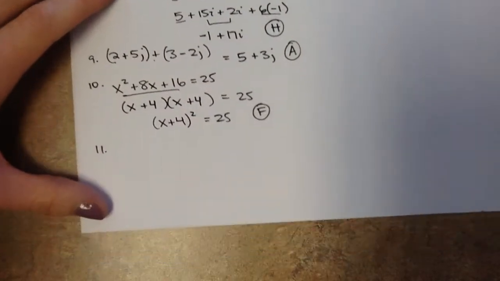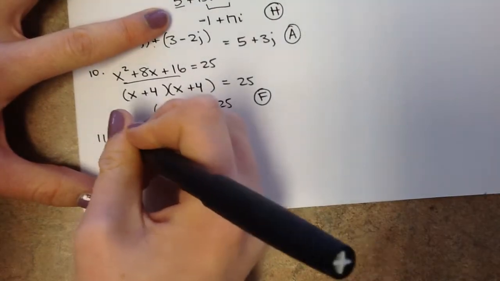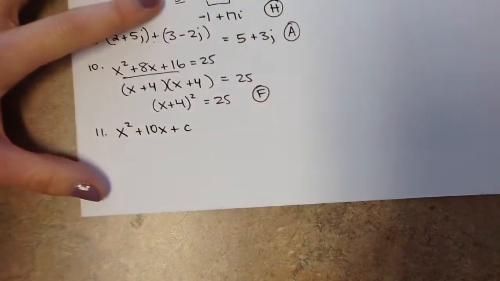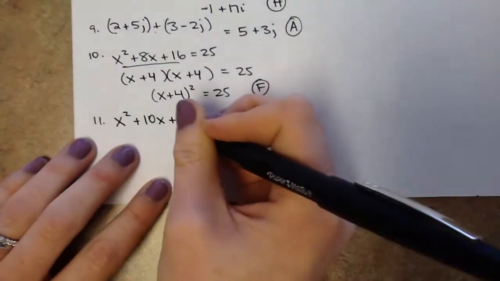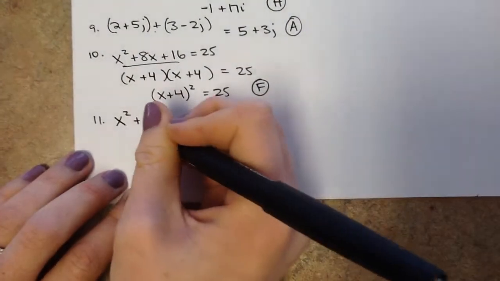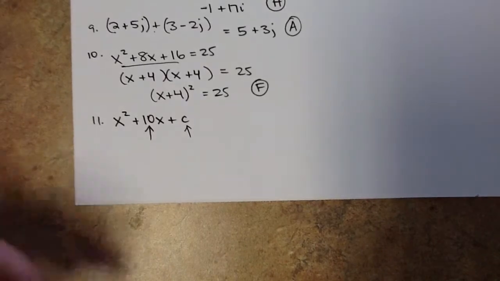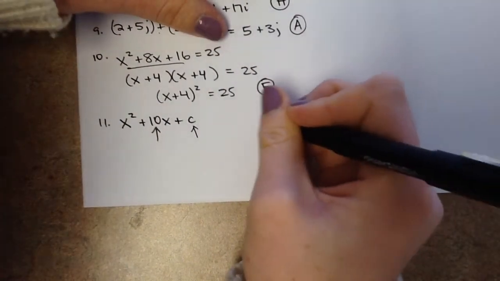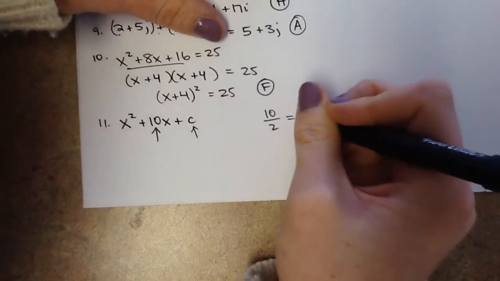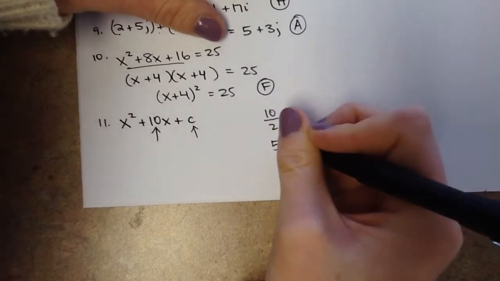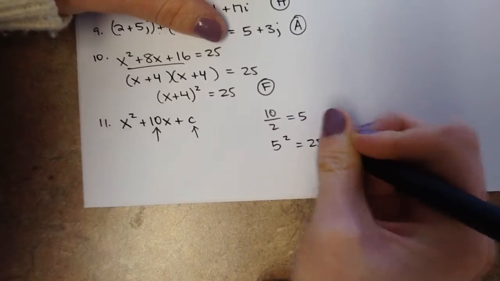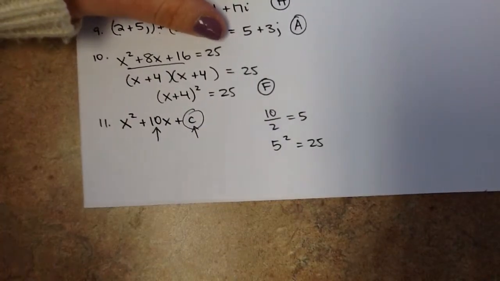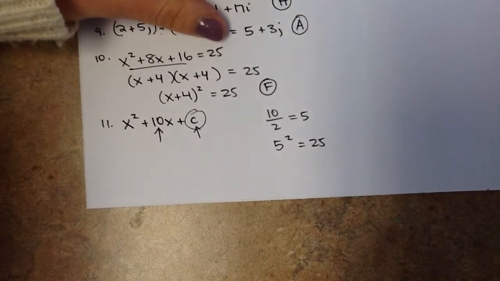Okay, this one has to do with completing the square as well. So find the value of C that makes this a perfect square. Okay, so the way we find this missing constant right here is we start with this middle number, and we've got a process. First we cut it in half, and then we square it. So we take 10. First we're going to cut it in half. That gives us 5. And then we're going to take the 5, and we're going to square it. So that gives us 25. So the number that I should put right here that makes this a perfect square trinomial is 25.